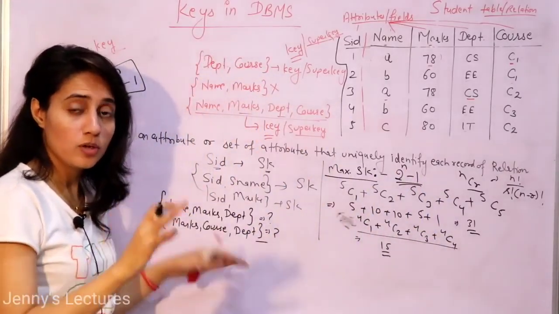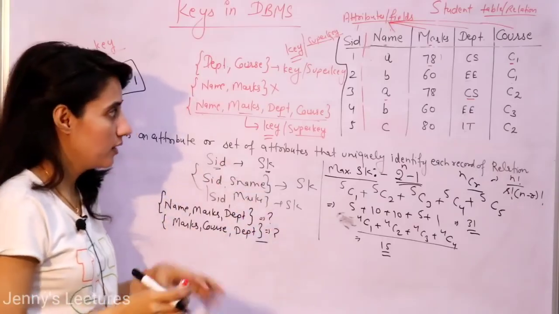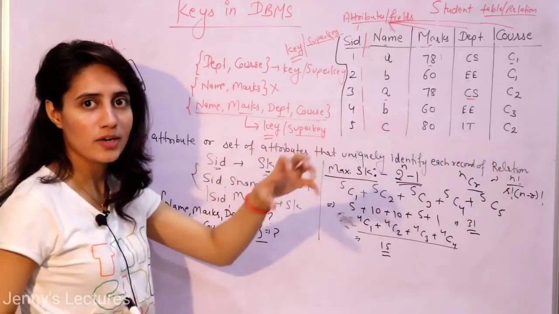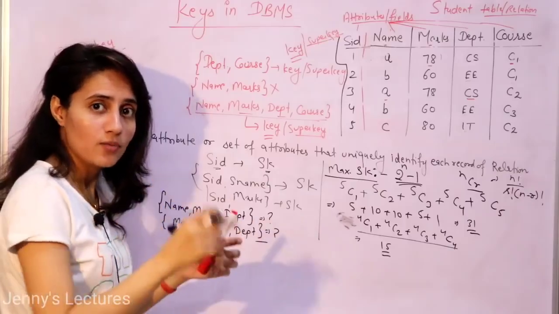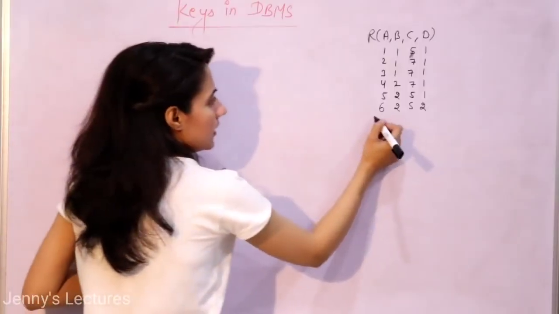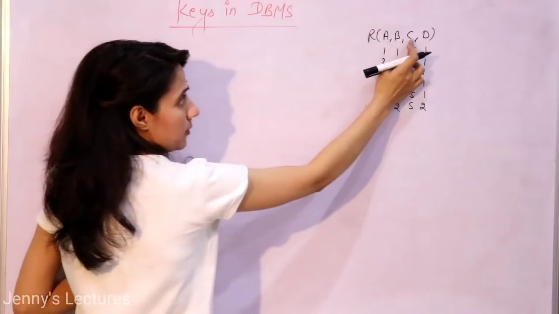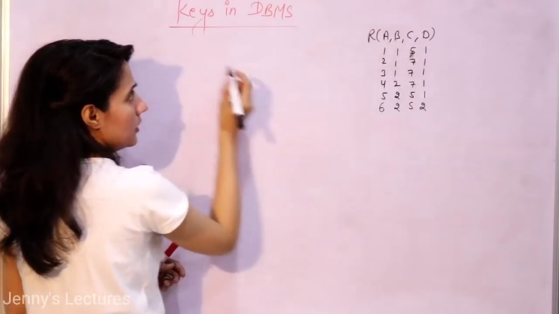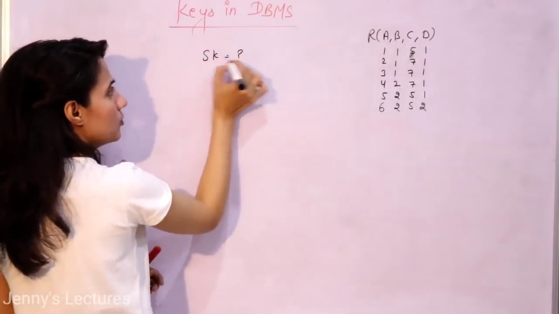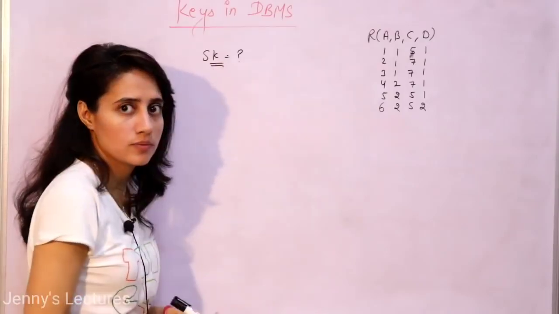So I hope you got the concept of super keys, and if I give you a table, then you can easily find out the super keys. So let us take one example. Now let us take this relation. 4 attributes are there and this is the value of ABCD. Now total number of super keys possible in this relation, right?